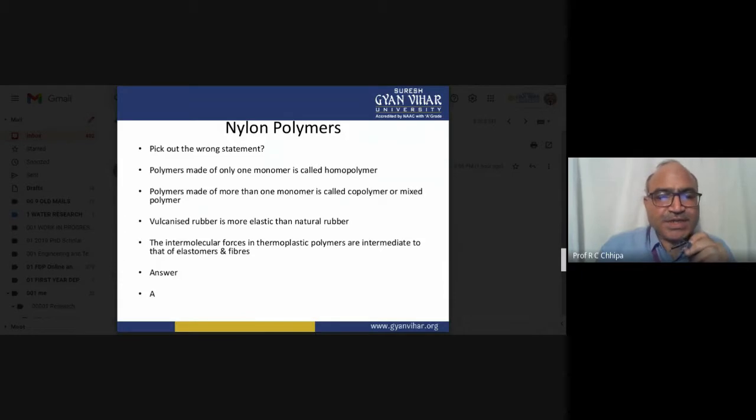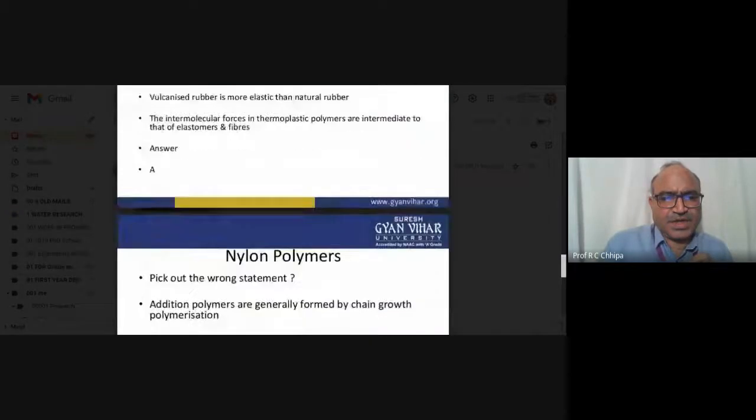So vulcanization is the process in which the rubber becomes hard. Whereas in case of natural rubber, that is soft, all of you know about the well known eraser. So eraser is soft, and you can compare both eraser and the tire. So tires are very hard. So vulcanized rubber is more elastic, this is the wrong answer. The intermolecular forces in thermoplastic polymers are intermediate to that of the elastomer and fiber.